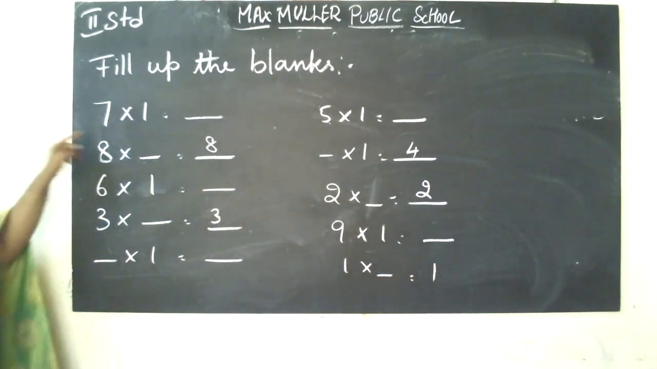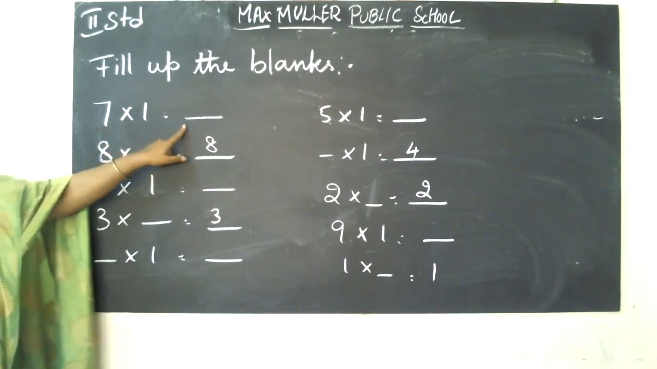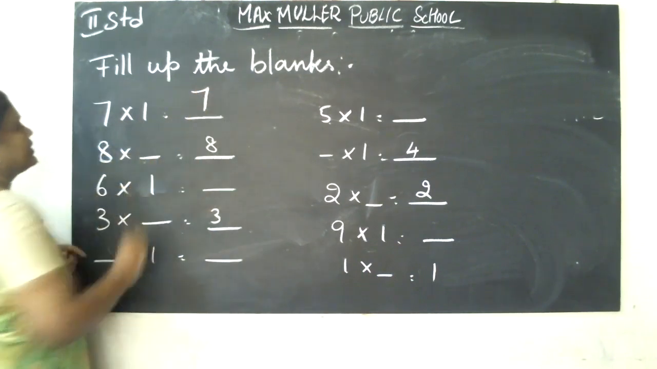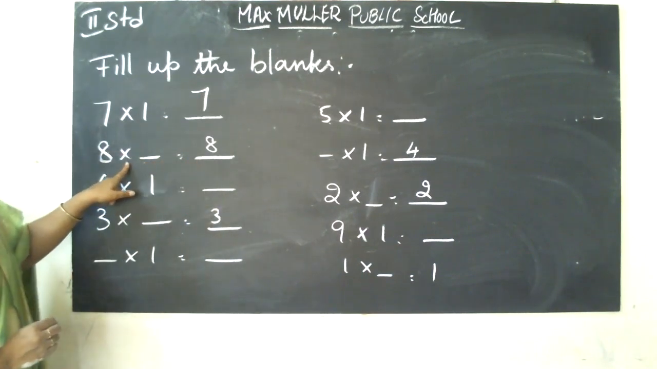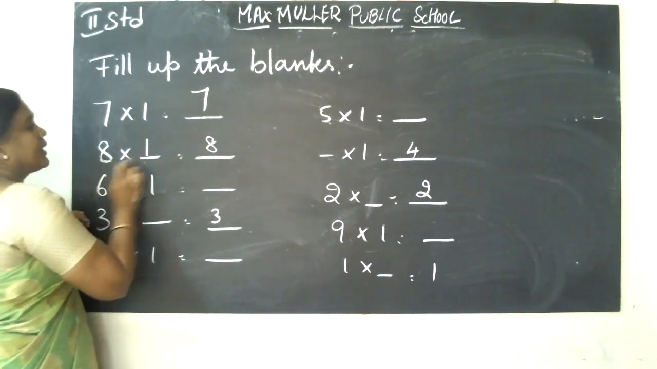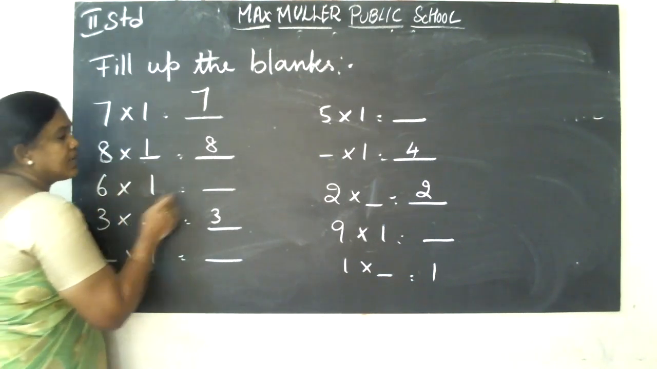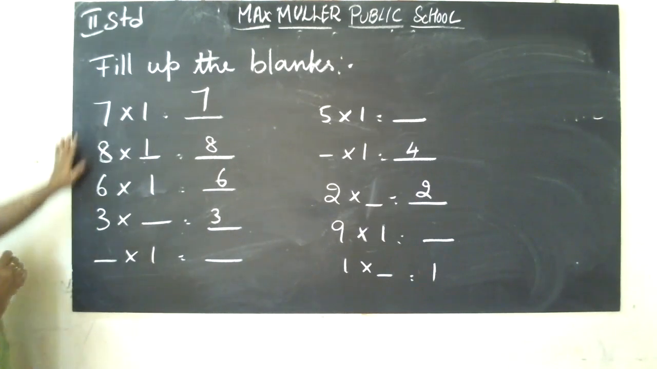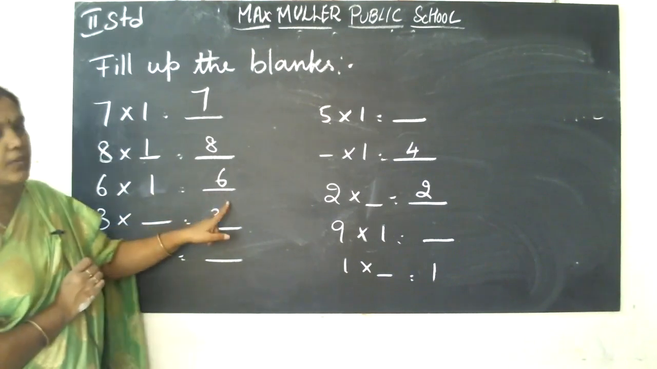Listen here, children. Now see here, the number is 7. Multiplying by 1, what will come here? The same number. 7 ones are 7. See, already 8 is there. The product also 8 is there. By which number do you want to multiply? 1. If you multiply with 1, you will get the same number. 8 ones are 8. Here also 6 ones are 6. See the numbers, children, here. If multiplied with 1, you will get the same number here.